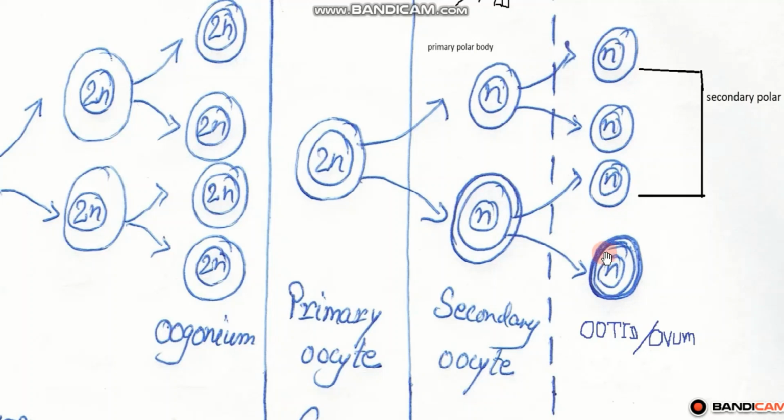All four cells that are formed are haploid, but only one cell is normal, and all three other cells contain less cytoplasm. So these cells will never become an ovum. They will never convert into the female gamete. All three of these cells are known as polar bodies, and only one cell will form the ovum.